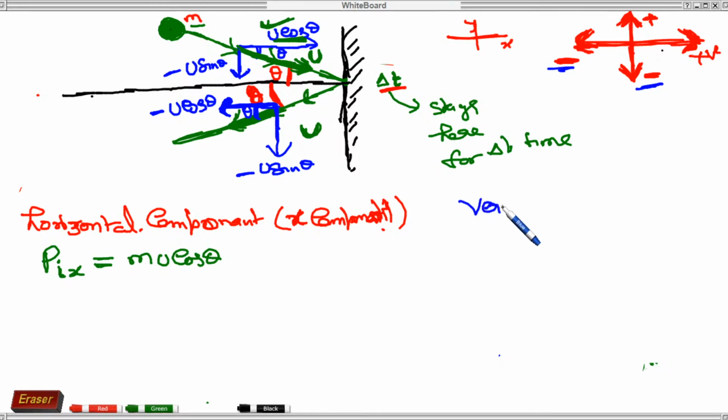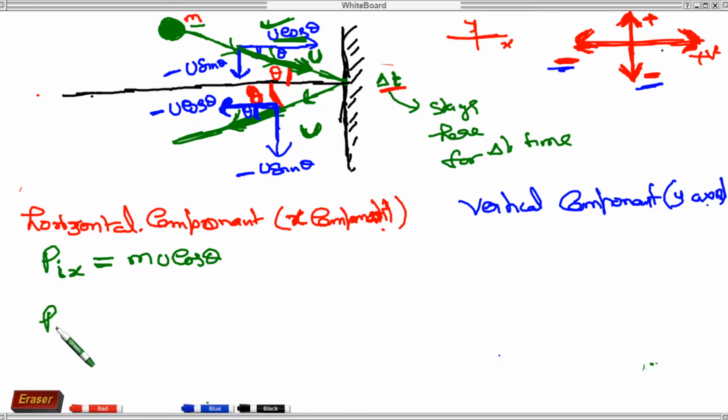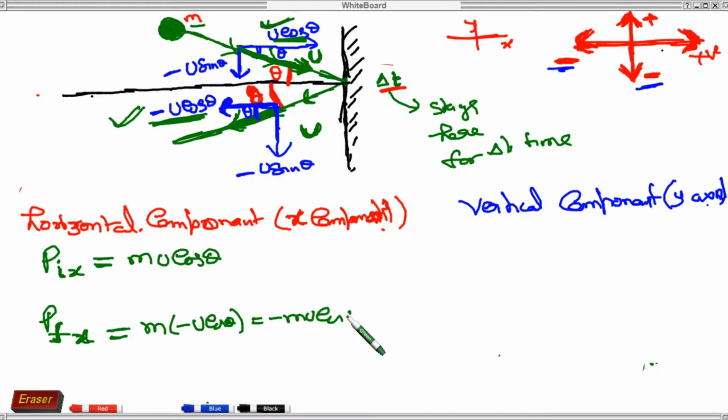And here we'll be writing the vertical component, the y-axis, or y component you can say. What would be the final momentum, P final, in the x direction, the horizontal direction? So this will be minus this part, minus u cos theta. So m into minus u cos theta, so it will be equal to minus mu cos theta.